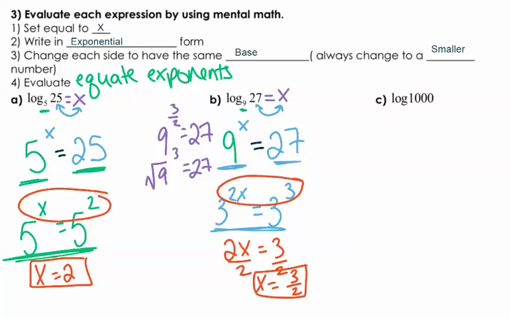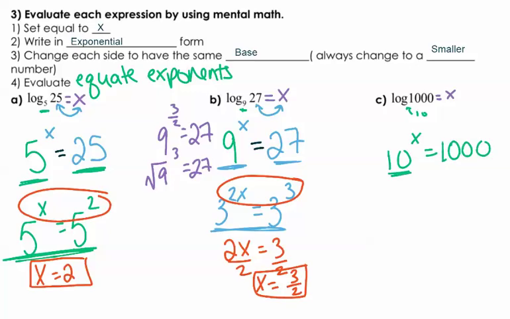Now this last problem, we go ahead and we set this equal to x, and then we have to remember our special logs. So we don't see a base written there. We have to remember that there's really a little teeny tiny 10 there. So this is going to become 10 to the x equals 1,000.